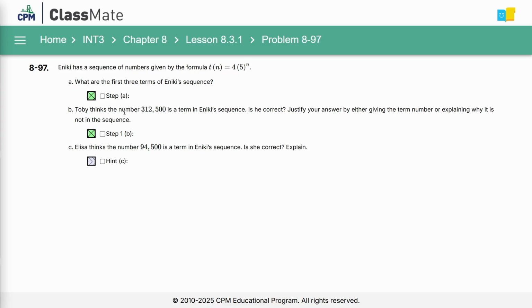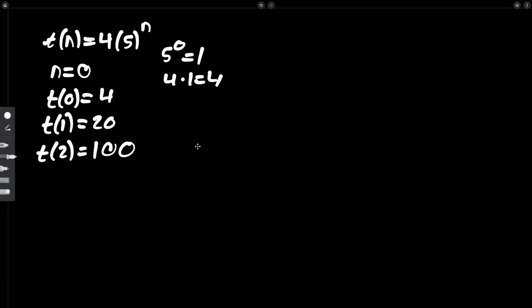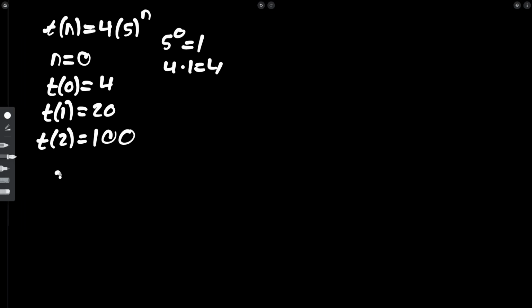Okay. Toby thinks the number 512,500 is a term in Aniki's sequence. Is he correct? Justify your answer by either giving the term number, or expressing why it is not in the sequence. So, we can show that this fits by solving this for n. And we can confirm if it works if our final answer n is an integer. So if we end with a whole number, like 5, for example, we know that his answer is correct.